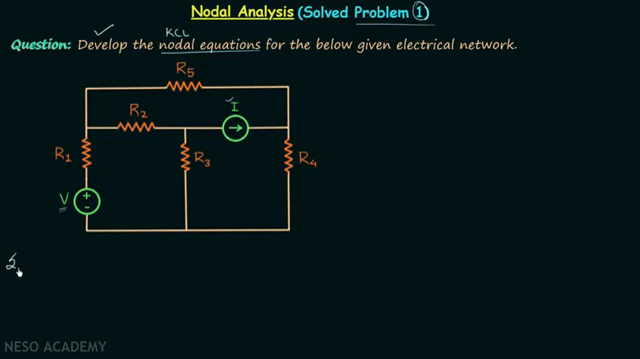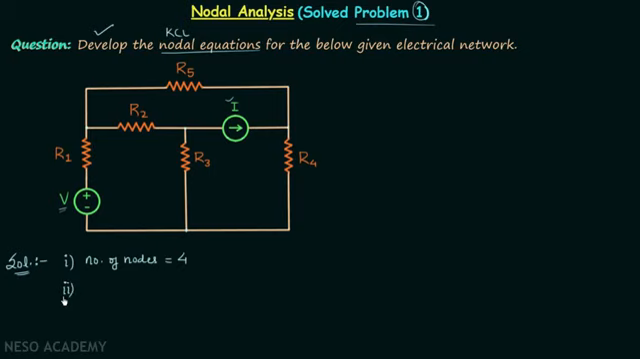So let's move on to our solution, and we know in step number 1 of nodal analysis we identify the total number of nodes in the given network. In this network we have one node here, second node is here, third node is here, and the fourth node is here. So in total the number of nodes is equal to 4. So we are done with step number 1.